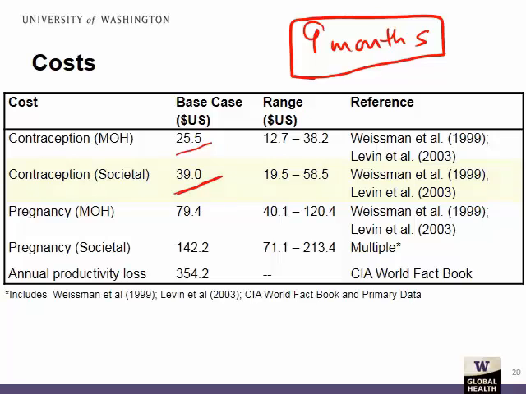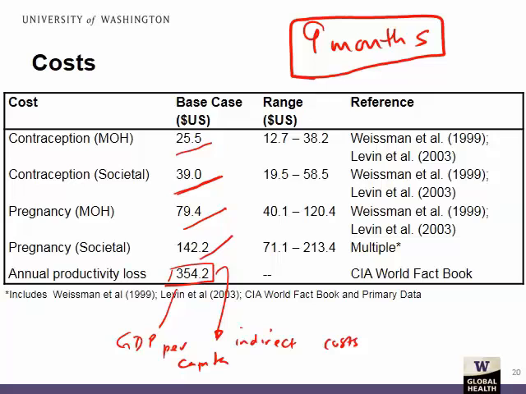And then we had pregnancy costs, which are higher from a societal perspective, because we include indirect costs, and we measured these indirect costs using the human capital approach. Productivity loss was based on the human capital approach, and this number here is the GDP per capita for Uganda at the time.